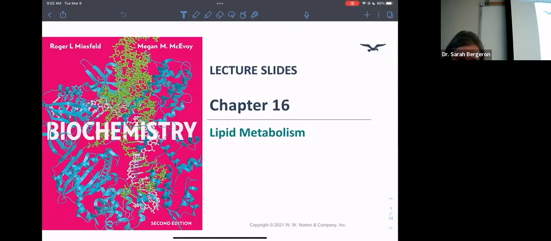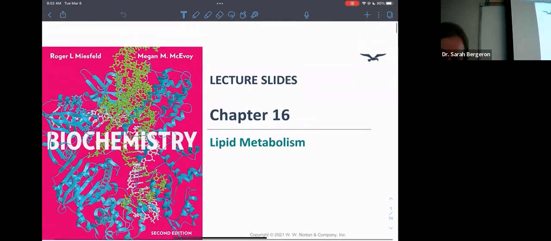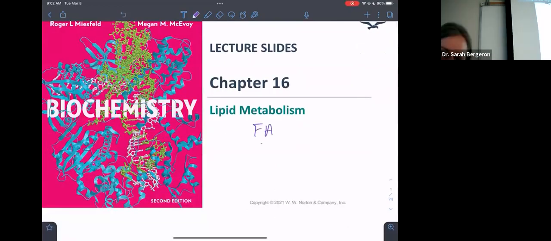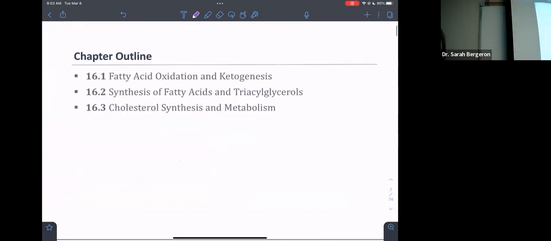So, lipid metabolism, right? We ready for this? All of chapter 16 is degradation and synthesis pathways of fatty acids. Our lipids classify under fatty acids, triacylglycerols, and cholesterol, so we're going to talk about synthesis and degradation of all three. The first section is fatty acid oxidation, and we'll also talk about ketogenesis. Section 2 is synthesis of those fatty acids and the triacylglycerols, and then section 3 is all cholesterol. So it's a nice breakdown.